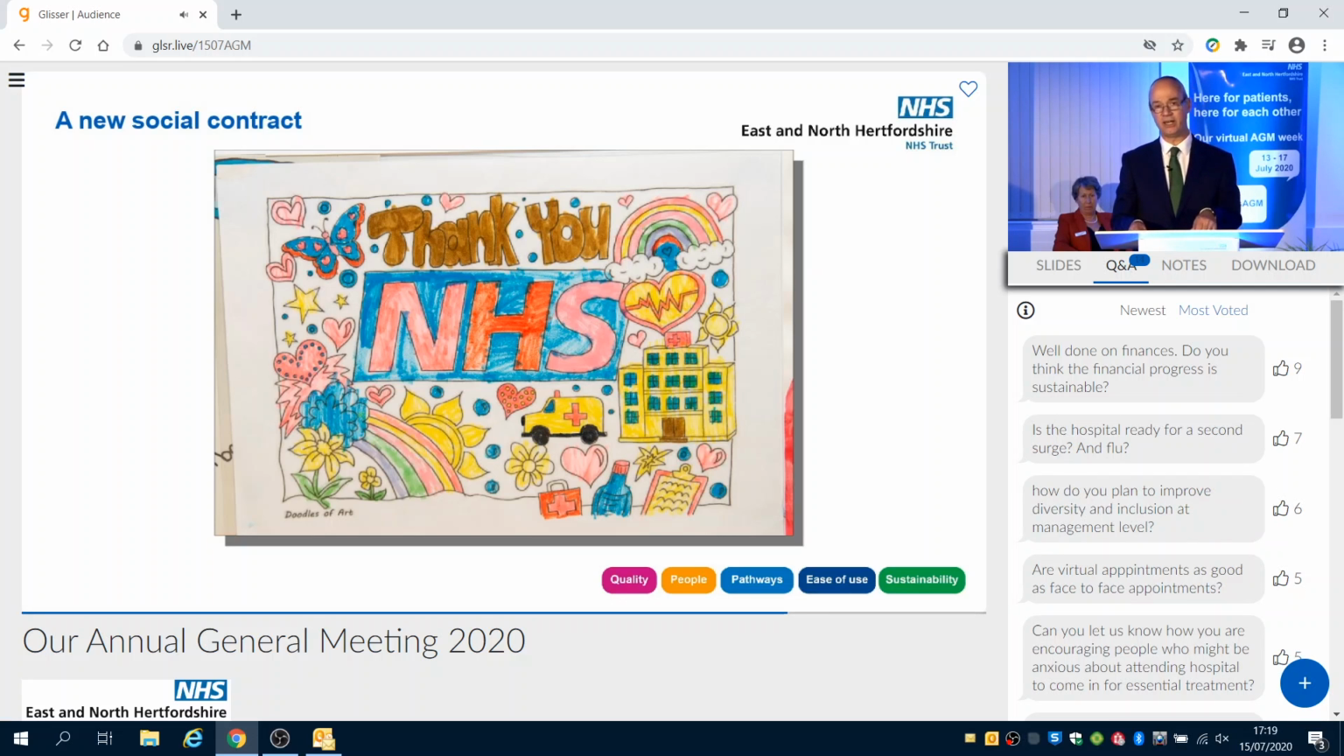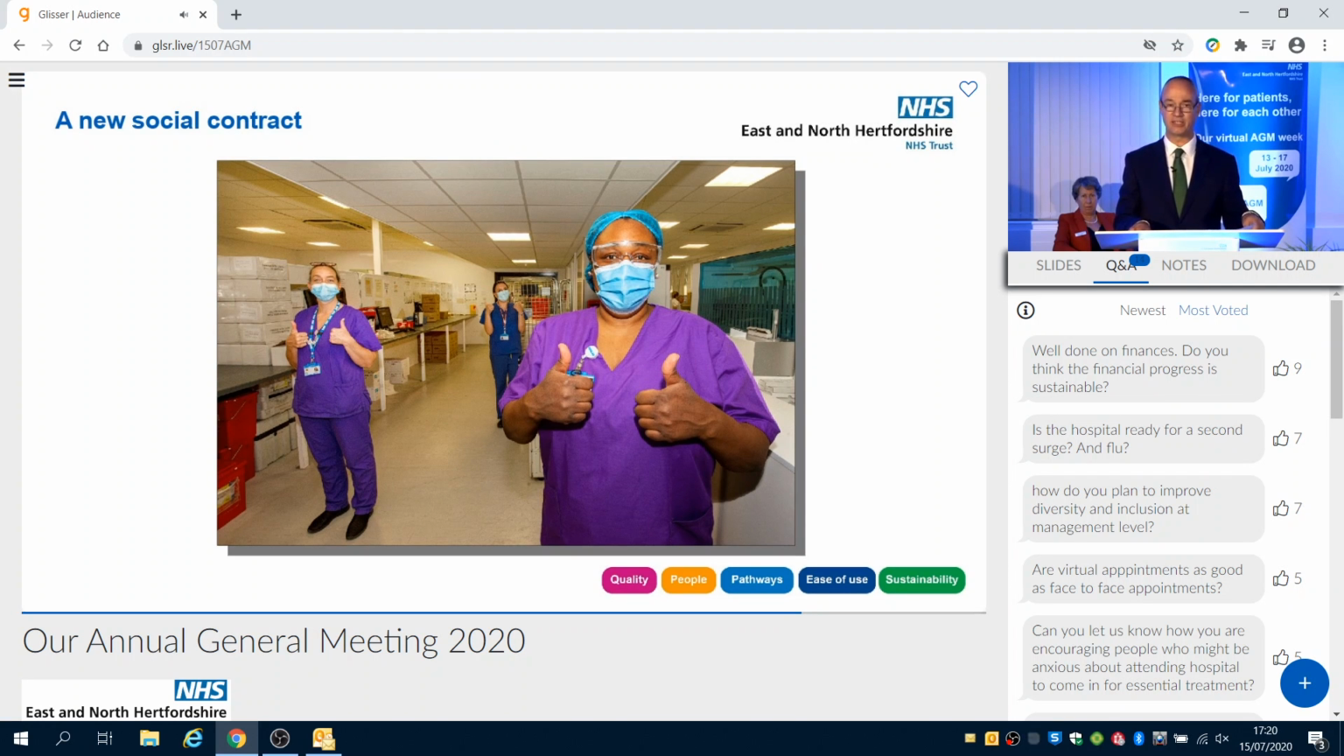It is clear that we are part of the people's National Health Service, and it makes us more determined than ever to be the best we can for you and to work to maintain your confidence.